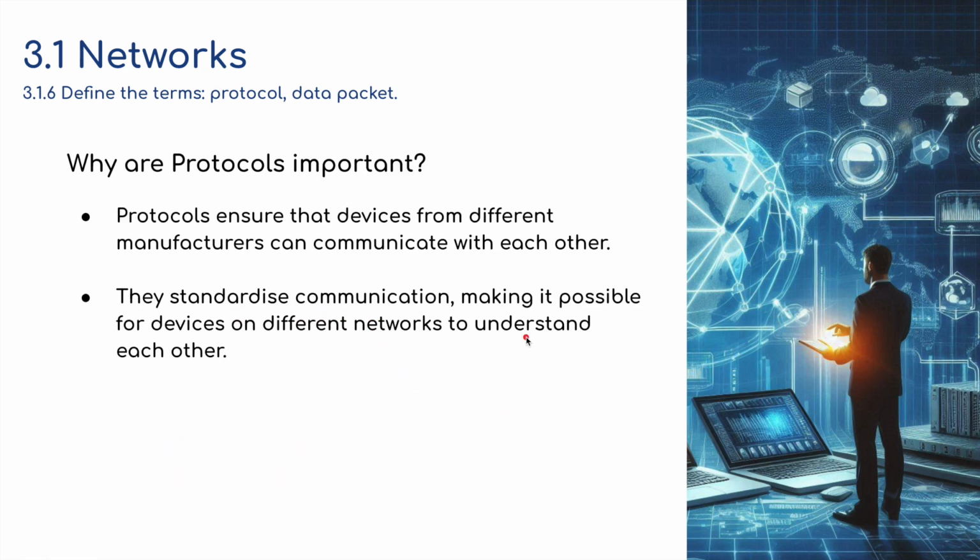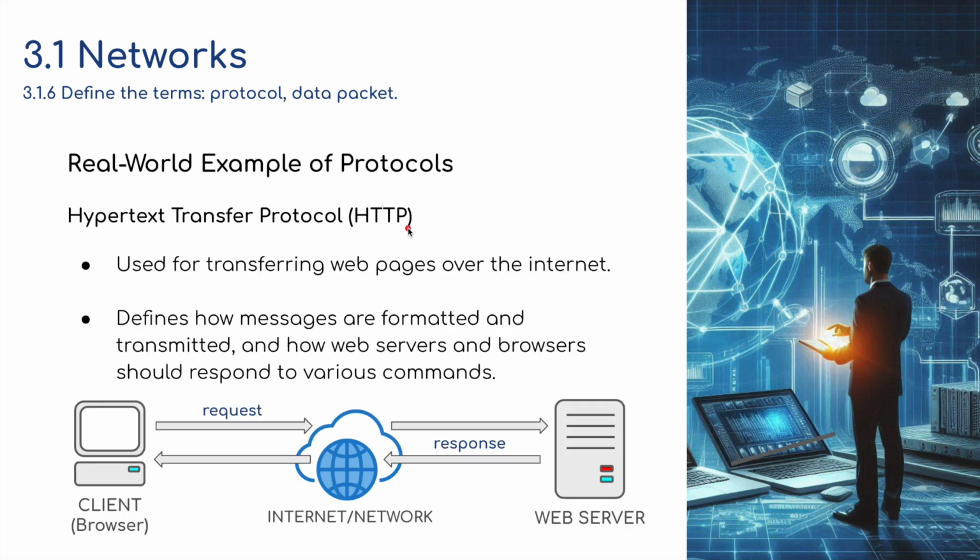Okay, so why are they important? Well, protocols ensure that devices from different manufacturers, different hardware, can communicate with each other. They standardize communication, making it possible for devices on different networks to understand each other. For example, we are using a protocol here, Hypertext Transfer Protocol, HTTP. You may have seen this, or HTTPS, Secure Hypertext Transfer Protocol, and it's used for transferring web pages over the internet. Basically what appears on your browser, when you send a request to the internet for a particular website. It defines how messages are formatted and transmitted, and how web servers and browsers should respond to various commands.